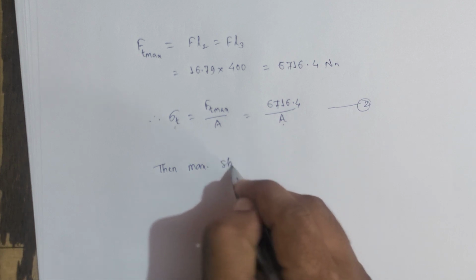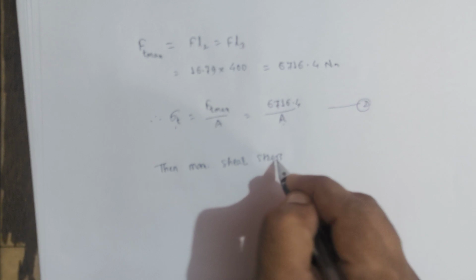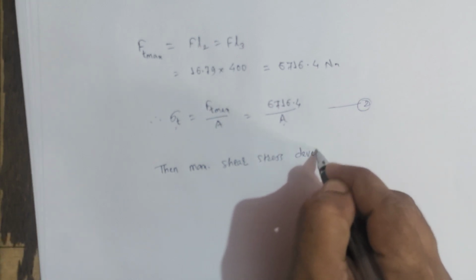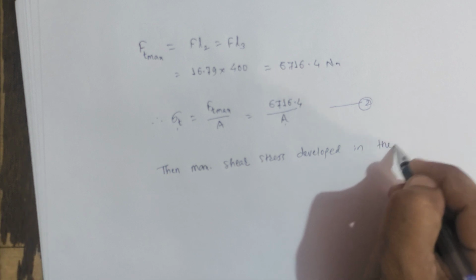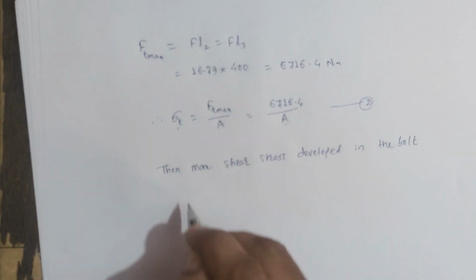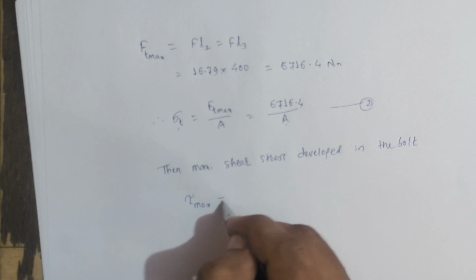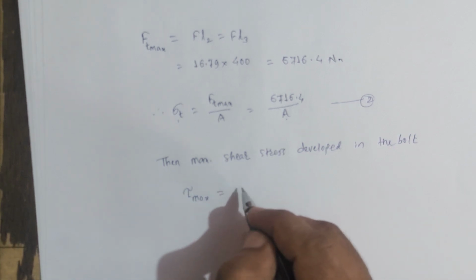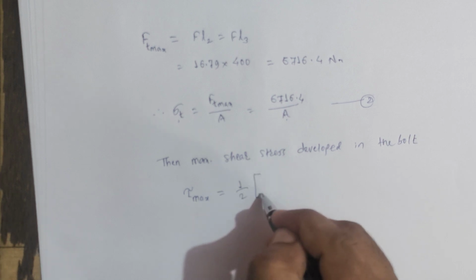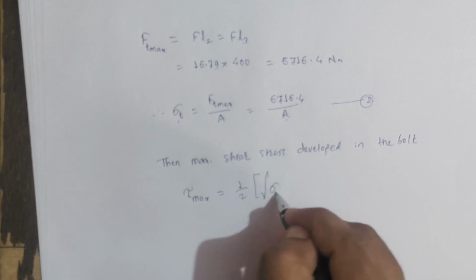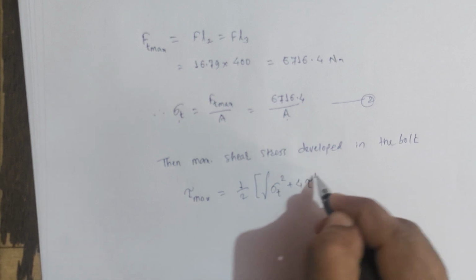the maximum shear stress in the bolt. So first we'll see the maximum shear stress developed, and we have derived the formula for the maximum shear stress, that is tau max is equal to 1 by 2 under root of sigma T square plus 4 into tau square.